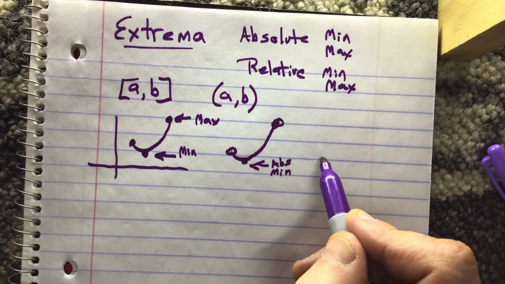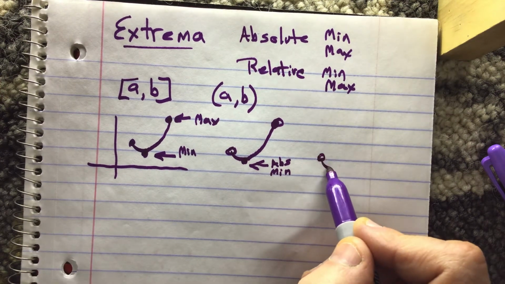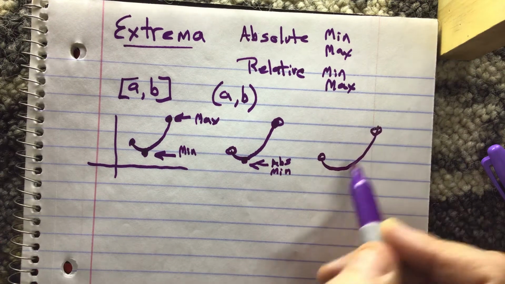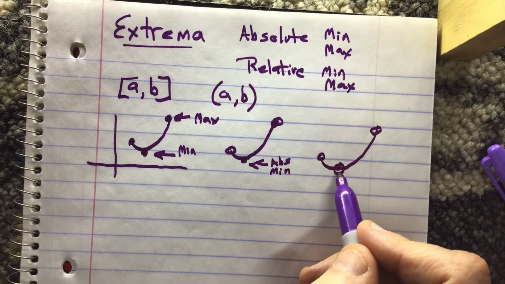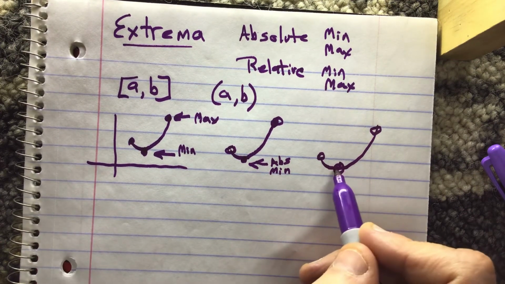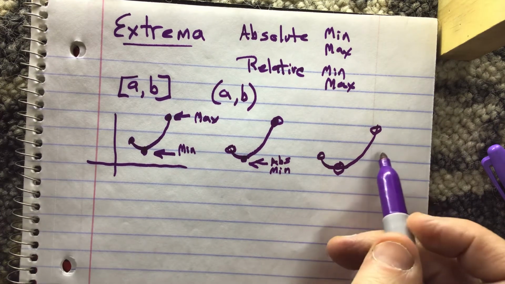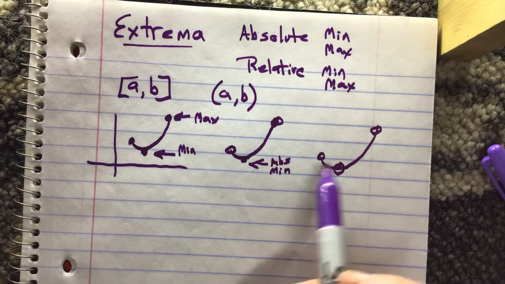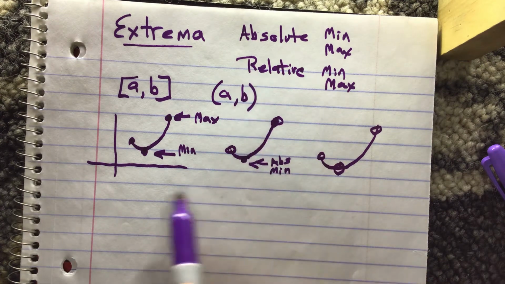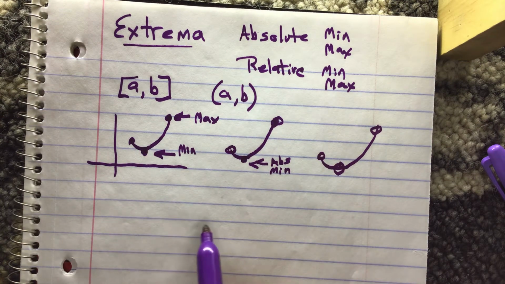Here's a case where there's neither. You could have an open interval like this, and this could be open as well. So you're approaching this value from the left and the right, but you're never reaching this lowest point. So there is no min and there is no max. So there's not always an absolute min and an absolute max, but when there is, it's on a closed interval like this here. Okay, so those are some examples of that.